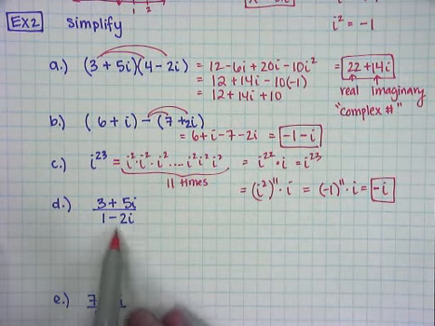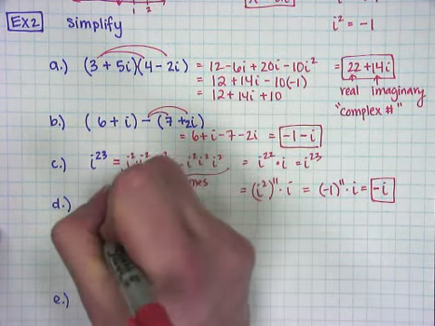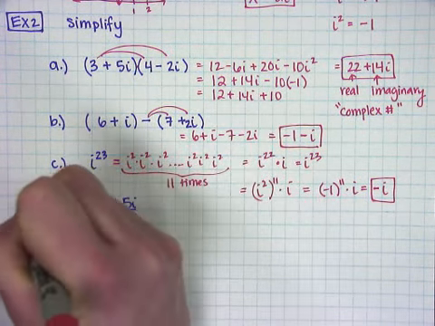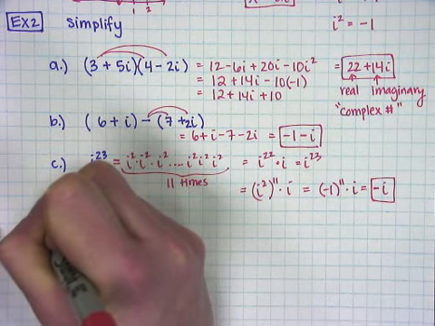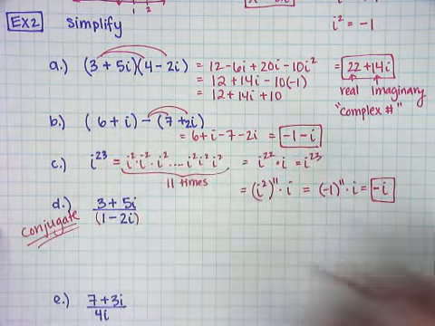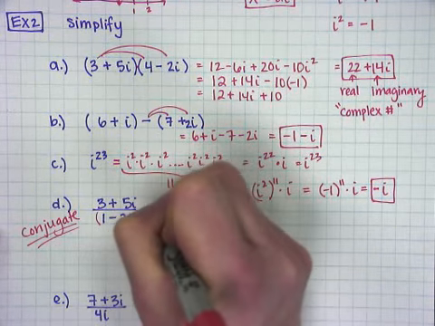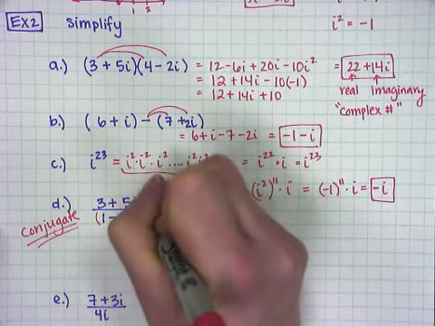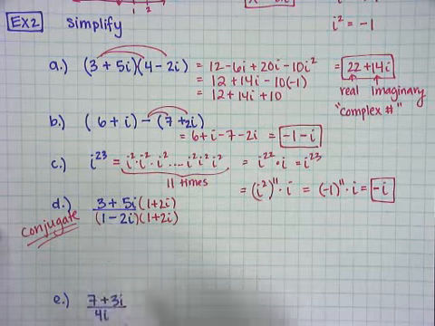Okay. For part D, if you see a division problem with i's, we're going to multiply by the conjugate. It's a little piece of vocabulary for you. Conjugate. Okay. So I'm going to multiply by 1 plus 2i on top and on bottom. It's a difference of squares on the bottom.